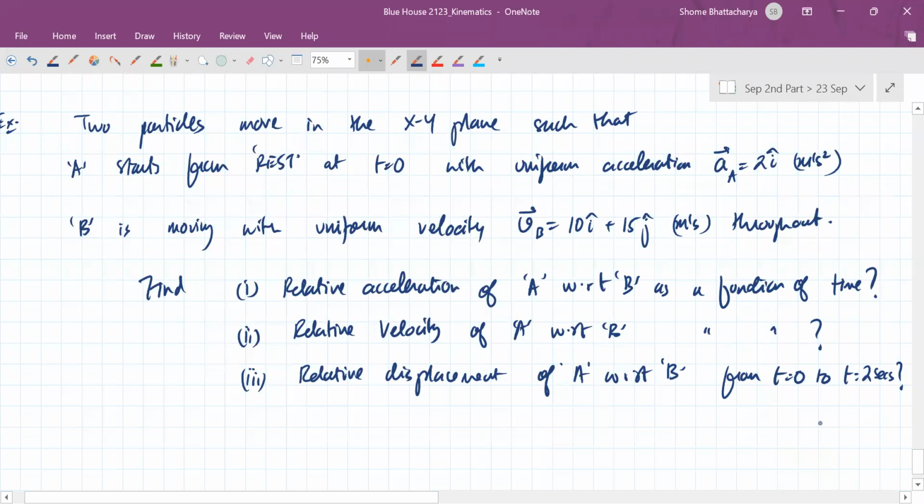Okay, so through this question, we will look at the application of all the three concepts: relative acceleration, relative velocity, and relative displacement.